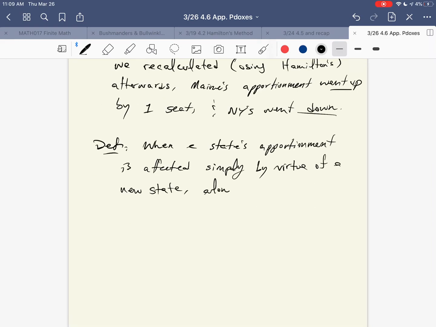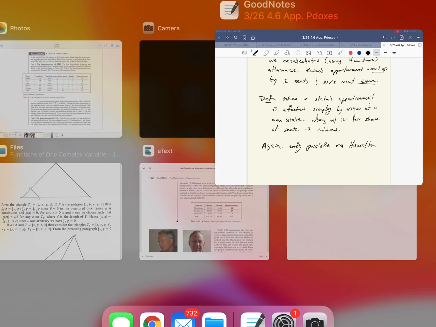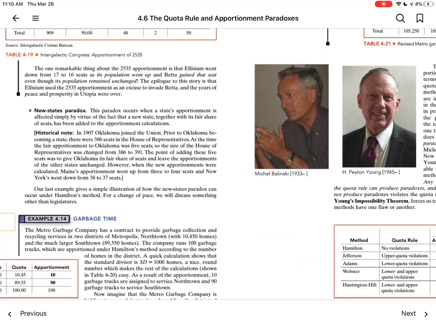A new state, along with its fair share of seats, is added. And your book gives, again, only possible via Hamilton, a good little example of this, but I don't think it's the time to go through it. I can show you real quick.